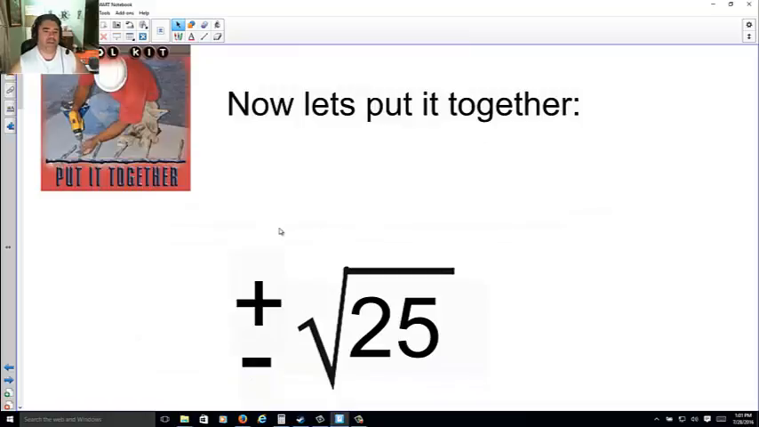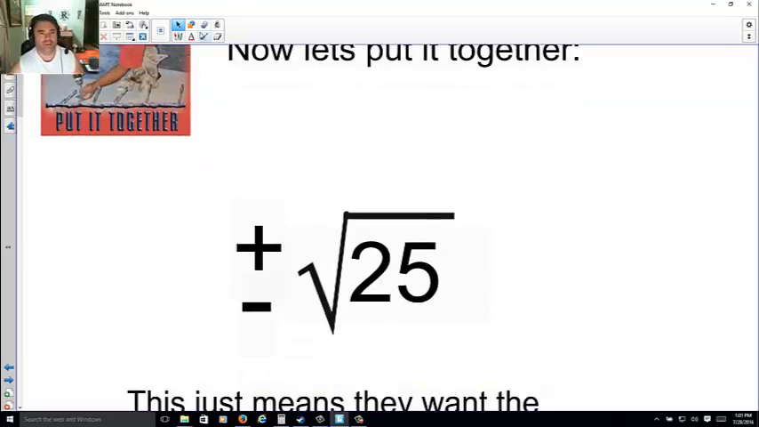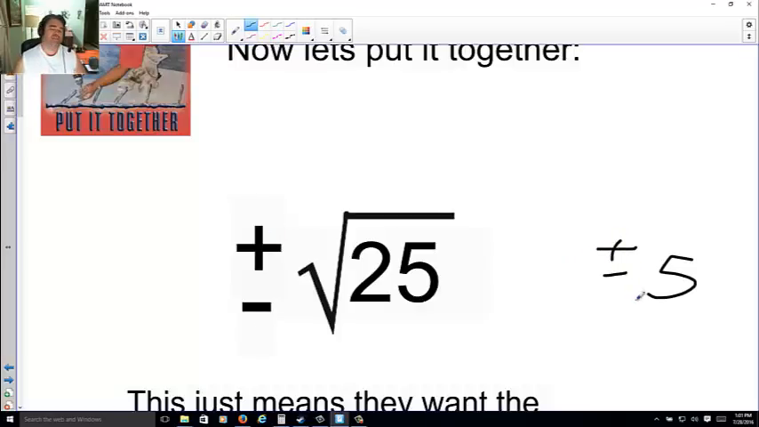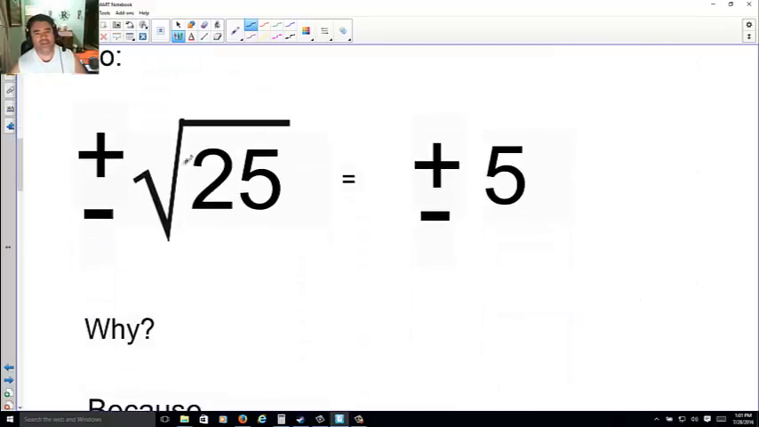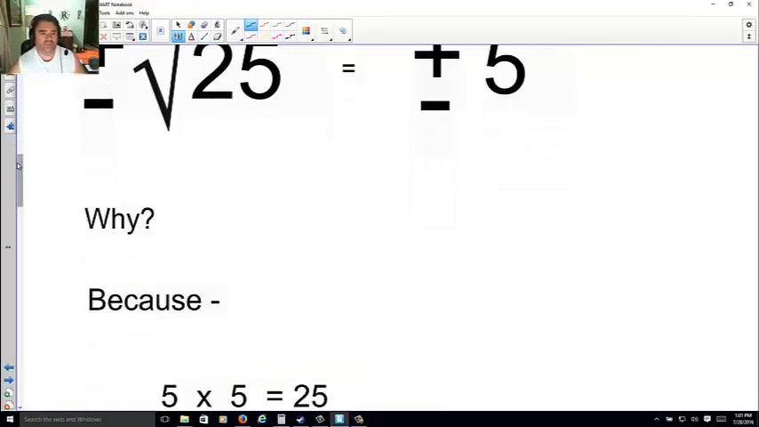Now let's put it together. If I ask for a positive and negative of root 25, the quickest way to do it is just to root 25. I'm just going to save you all this work down here. Root 25 into a 5 and put plus and minus. And what that means is positive 5 times positive 5 is 25, and -5 times -5 could also be 25. So let's just skip most of this. Positive negative root of 25 is positive -5. And we'll just leave it at that.